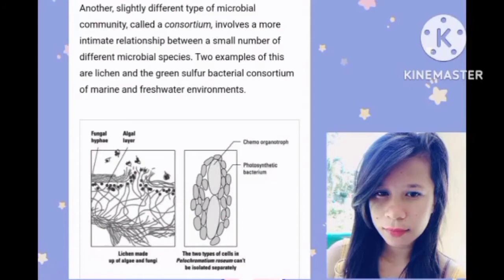Another slightly different type of microbial community, called a consortium, involves a more intimate relationship between a small number of different microbial species. Two examples of these are lichen and the green sulfur bacterial consortium of marine and freshwater environments. Below is the image of the lichen, made up of algae and fungi.